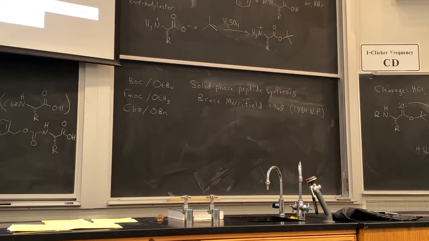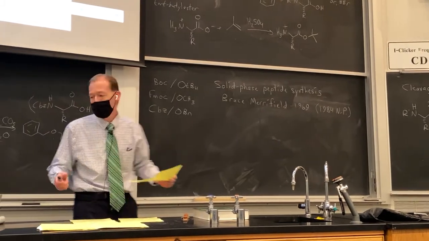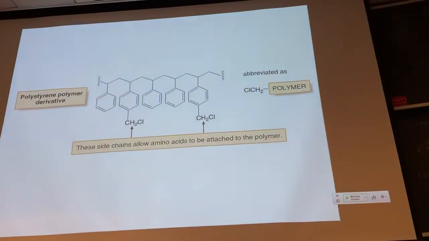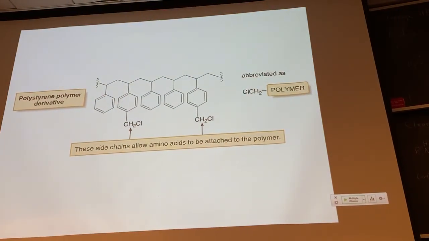So the solid part of the solid phase peptide synthesis is a modified polystyrene polymer. Now we'll learn much more about polymers in our final chapter, chapter 31, including polystyrene. This would be polystyrene if we just had benzene rings here. But this derivative of polystyrene has these primary alkyl halides coming off of a selection of the benzene rings in the polystyrene. Okay, and we just abbreviate it like this. And these primary alkyl halides are the handles that allow us to attach our C-terminal amino acids to the polymer chain, to the polymer bead. These polymers are usually just these tiny little beads.